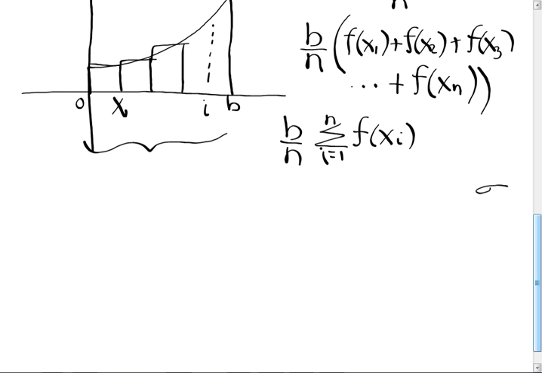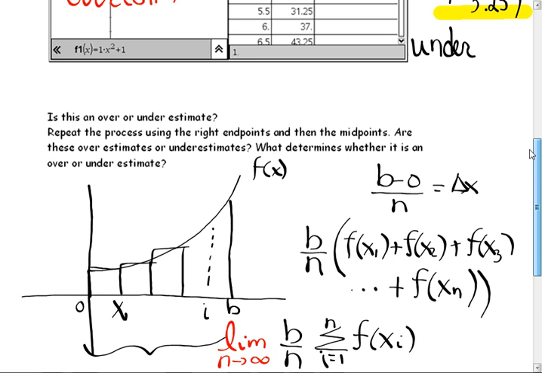Okay. You know what else I'm going to do with this? I'm going to take the limit and let n go to infinity. Now, that's not what you're going to see on the exam. You're going to see f of x sub i. Well, what was f of x? Was it 1 half of x? No, it was x squared plus 1, right?